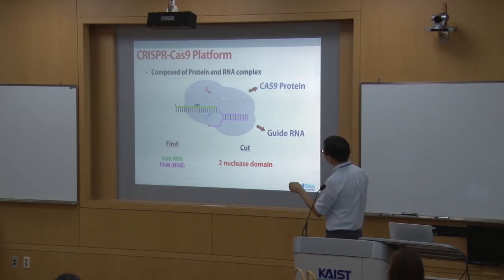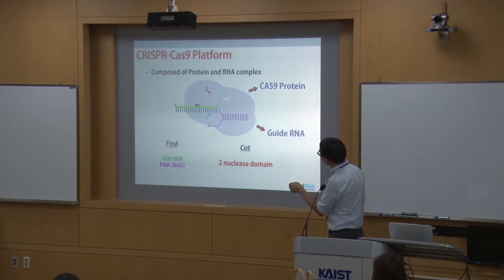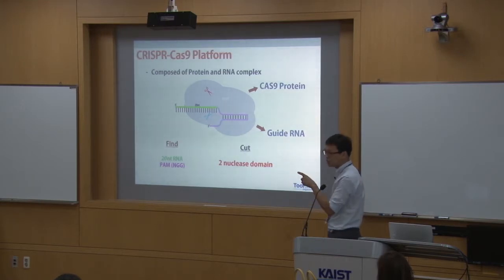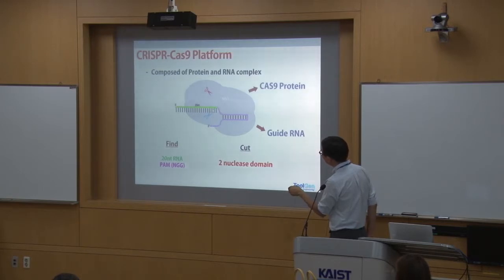The CRISPR-Cas system recognizes where to cut by the combined function of two components, guide RNA and protein. The protein recognizes a short sequence, normally the NGG sequence of nucleotides. This cannot be changed. However, the sequence recognized by the guide RNA, the 20 base pair guide RNA here, can be easily changed by researchers.